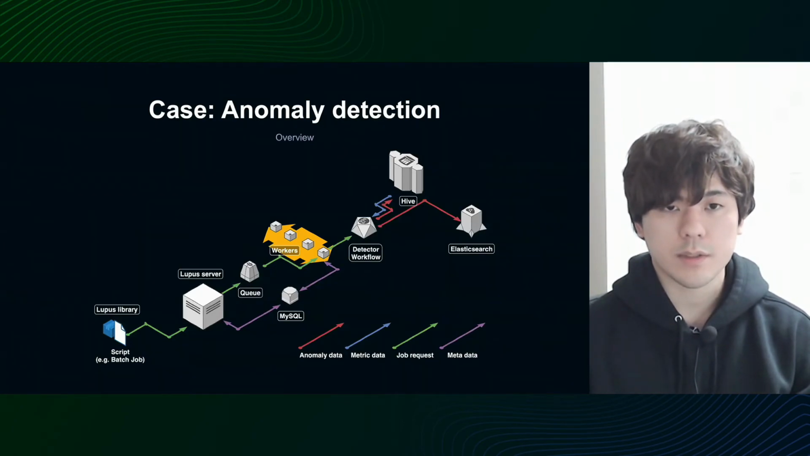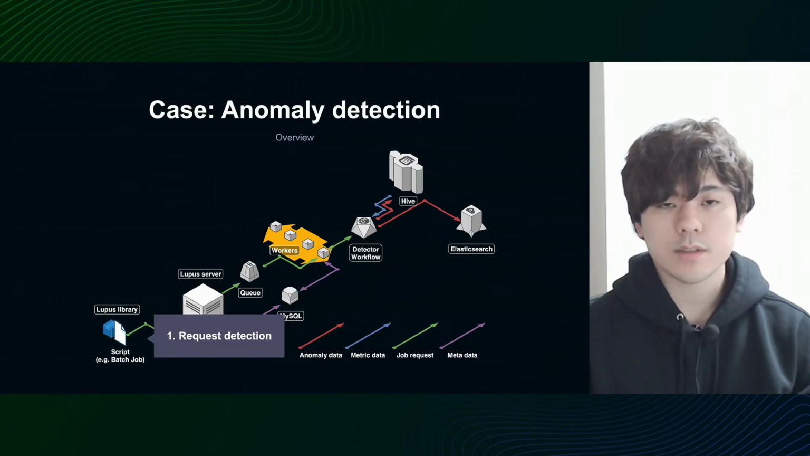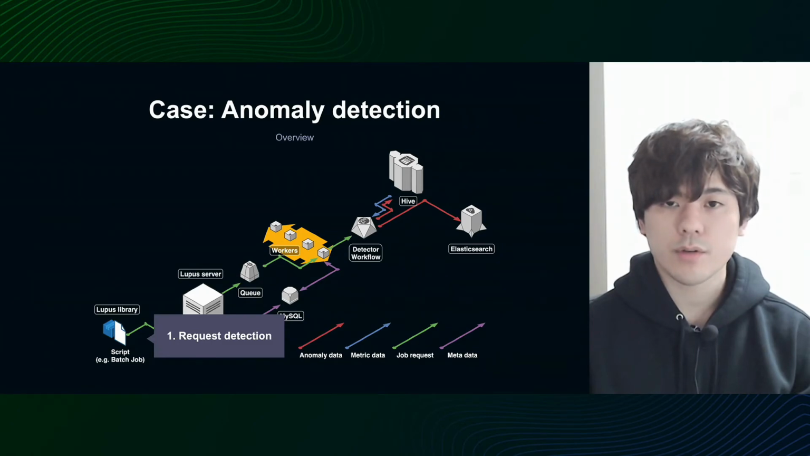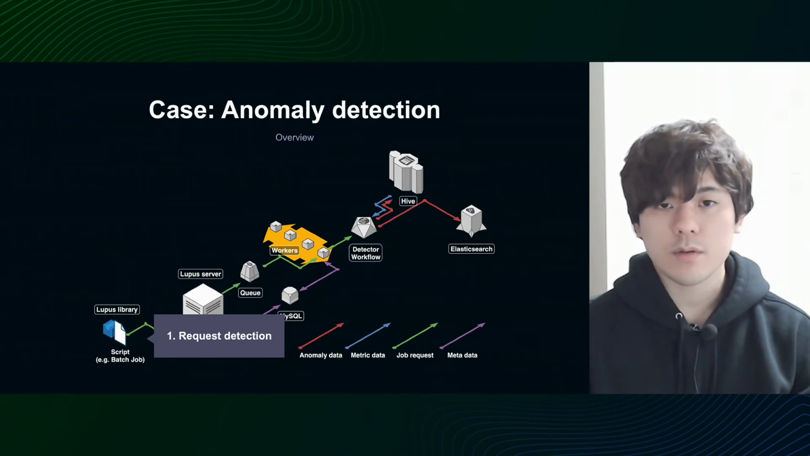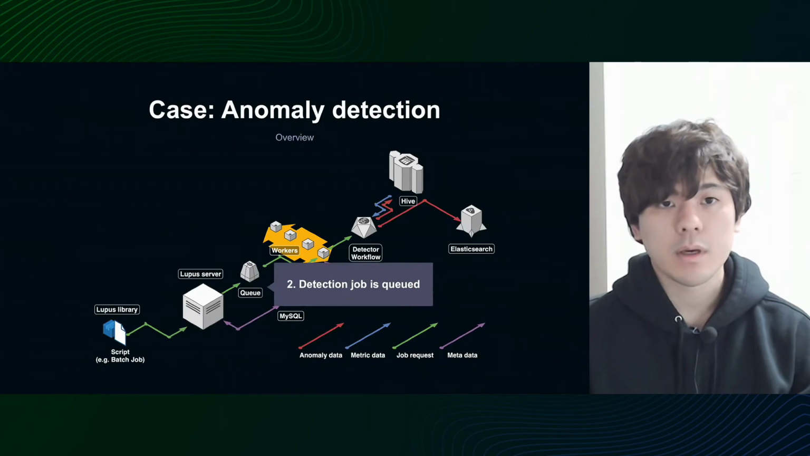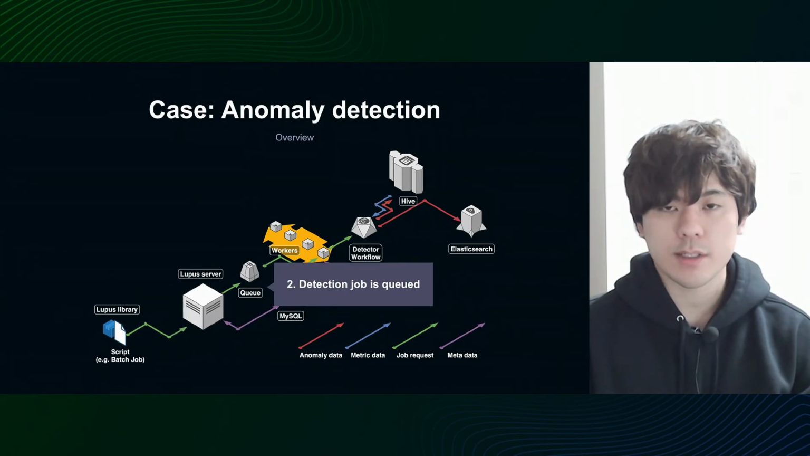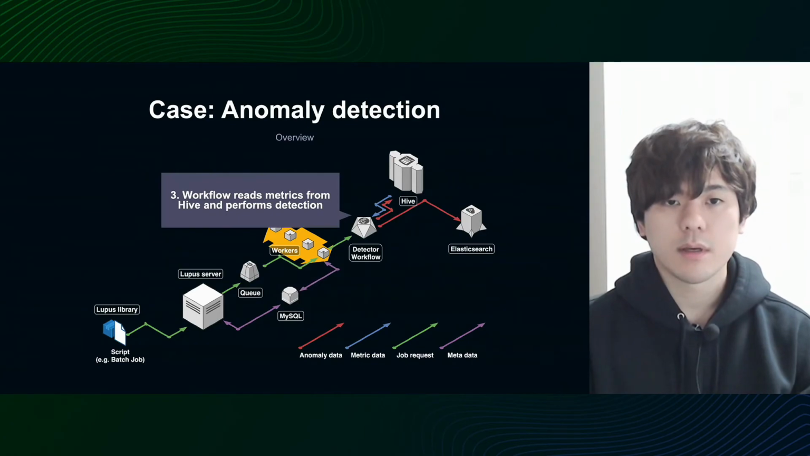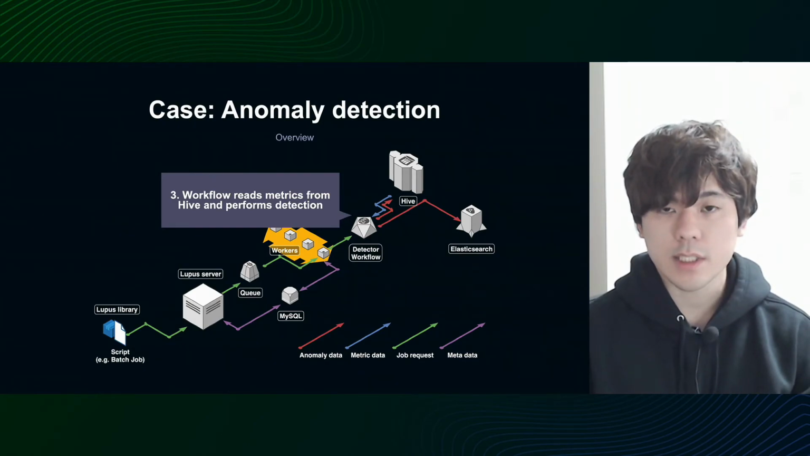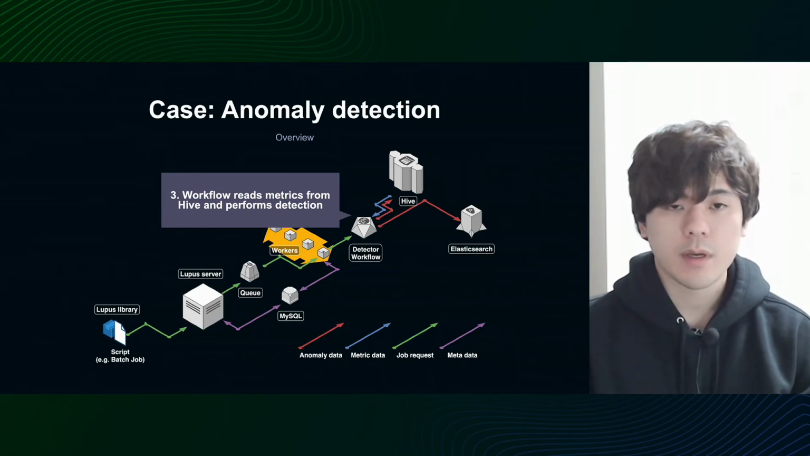I'd like to introduce the flow of performing anomaly detection. Anomaly detection is triggered from the user's request. The user specifies the range of metrics to be detected and the parameters of the anomaly detector. The Lupus library implements an interface and client for this purpose, so the user can make the request intuitively. Requests are registered in the job queue and are processed sequentially. The anomaly detection workflow first reads the metrics specified by the user from Hive, and then performs anomaly detection for each metric series.